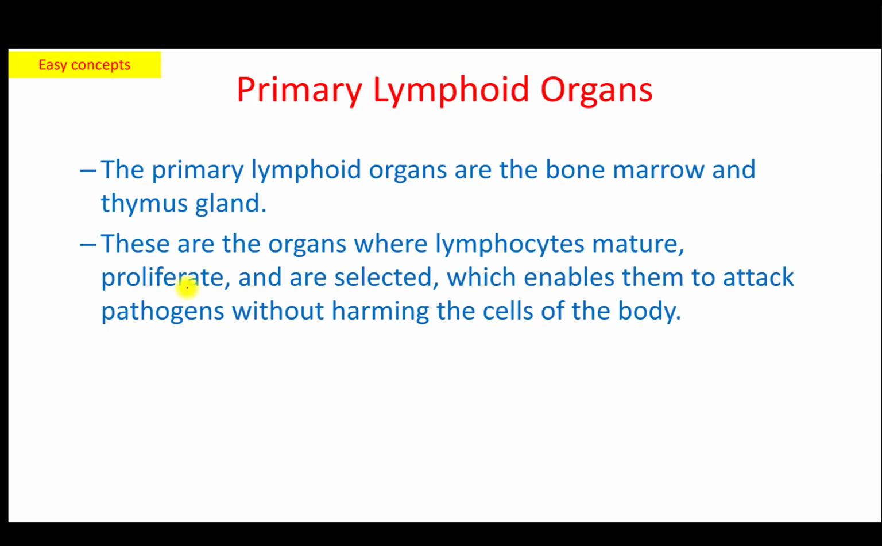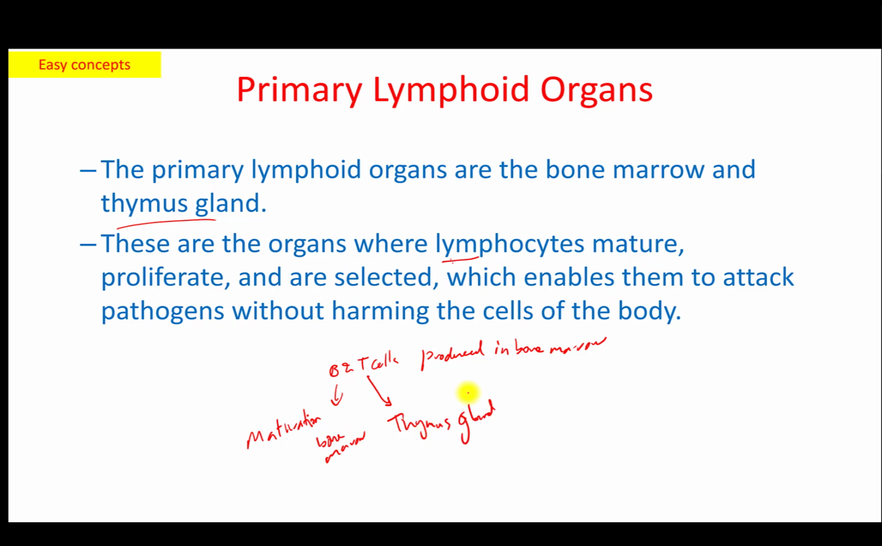Now for the organs, we have primary organs and we have secondary organs. The primary organs are the bone marrow and the thymus gland. Those are where the lymphocytes are produced, as you know, and mature. If you remember, we said B and T cells are produced in bone marrow, B cells mature in bone marrow, and T cells mature in the thymus gland. Therefore, the bone marrow and the thymus gland are the primary lymphoid organs.